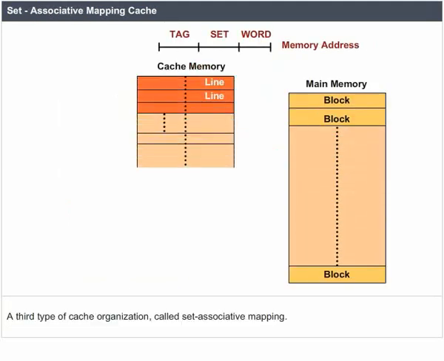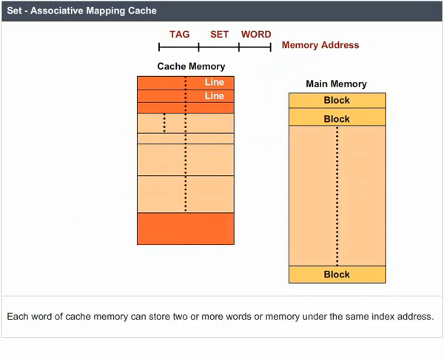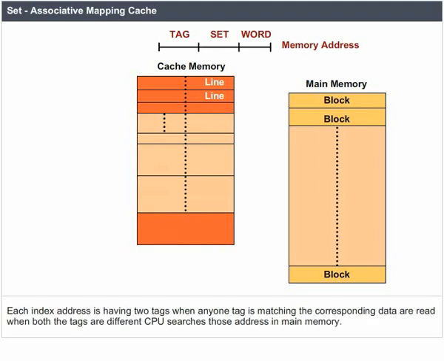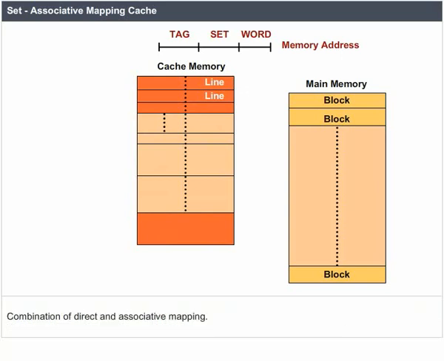Set associative mapping cache. A third type of cache organization is called set associative mapping. Each word of cache memory can store two or more words of memory under the same index address. Each index address has two tags. When any one tag is matching, the corresponding data are read. When both tags are different, the CPU searches those addresses in main memory. It is a combination of direct and associative mapping.